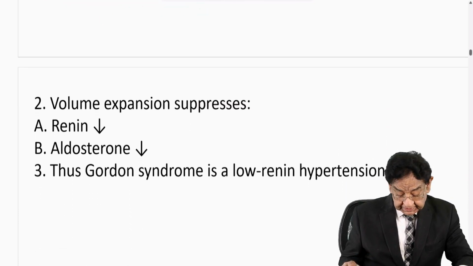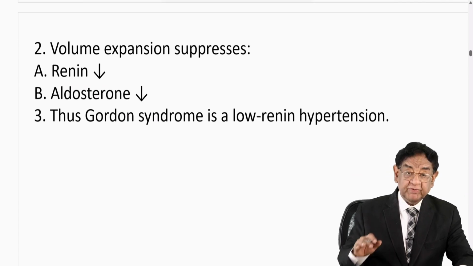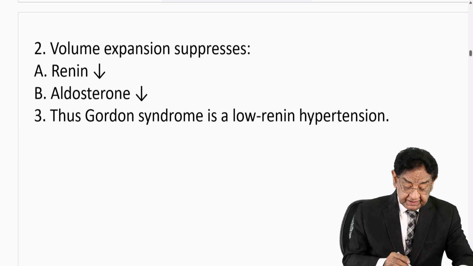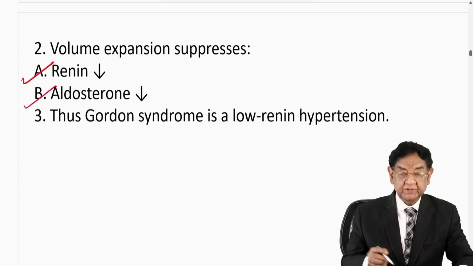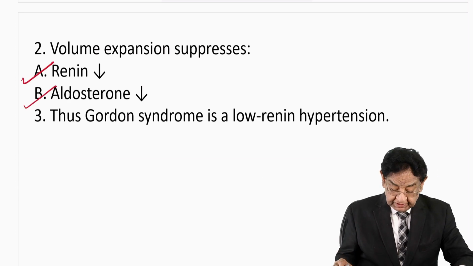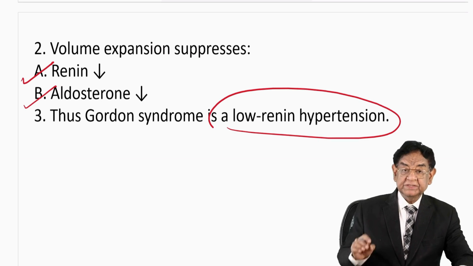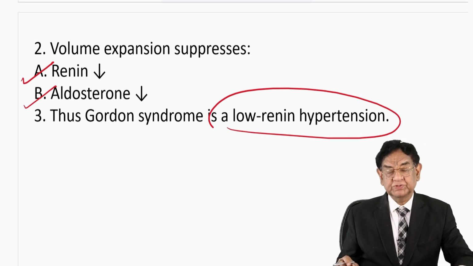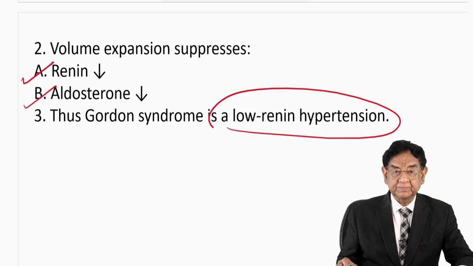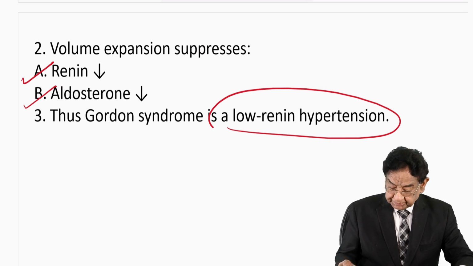What else? Now volume expansion. When volume expansion has occurred, renin level will be reduced, aldosterone level will be reduced. So Gordon syndrome is a case of low renin hypertension. This is a very frequently asked question. Low renin hypertension. Okay.